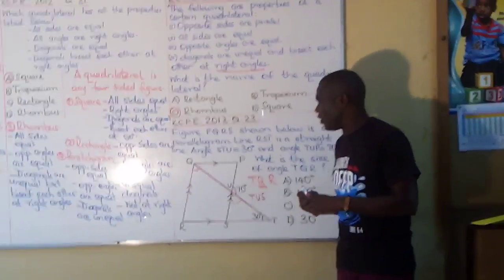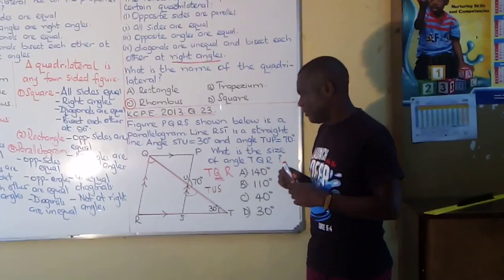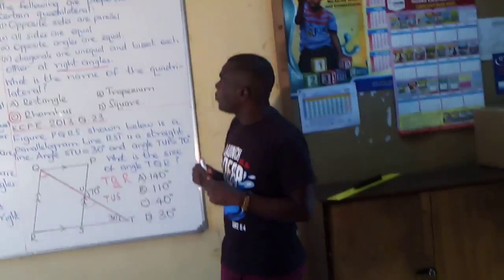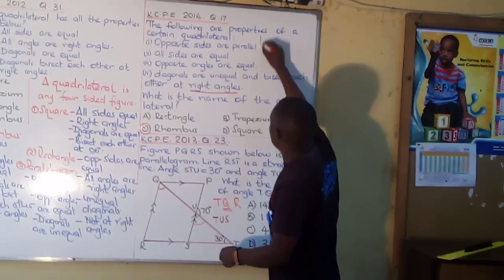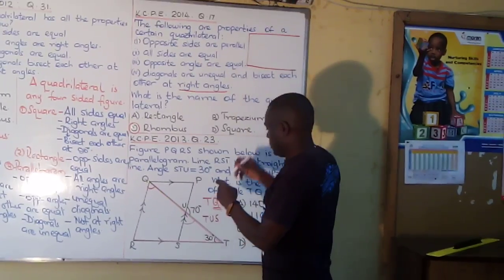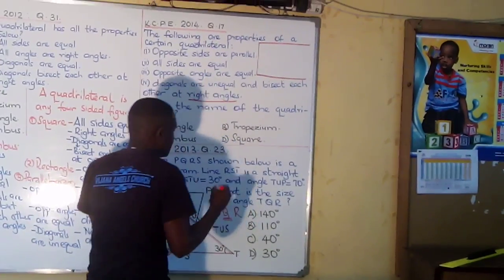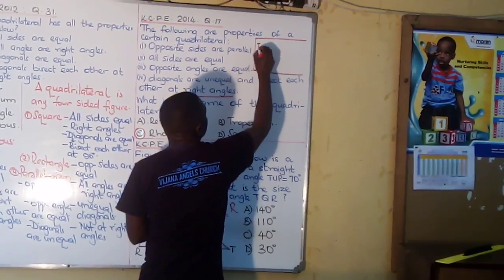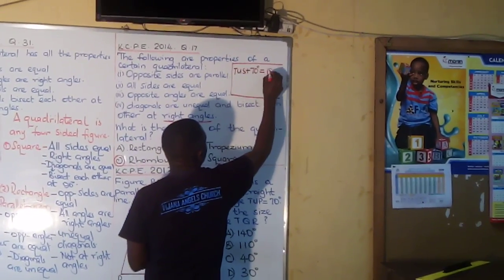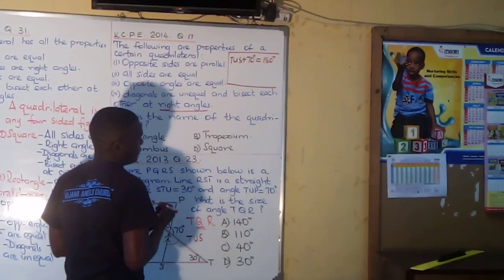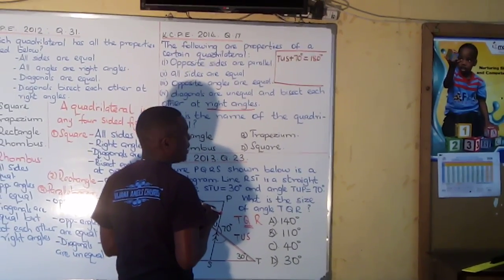Boys and girls, you know very well that angles on a straight line add up to 180 degrees. So angles on a straight line add up to 180 degrees. That means angle TUS plus 70 degrees will give us 180 degrees, boys and girls. Do you understand? Are we together?